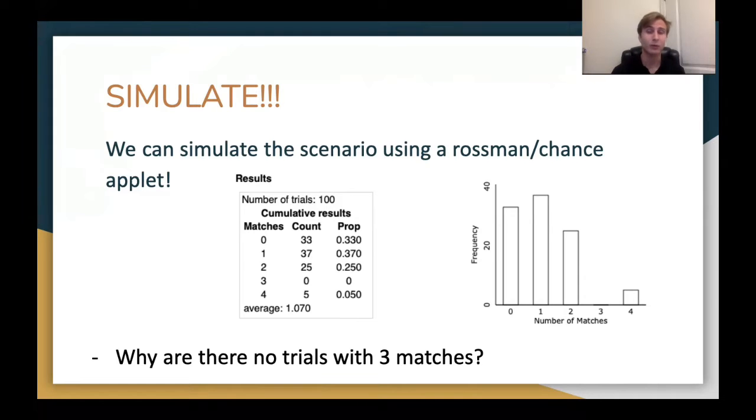One question I want to ask you from this graph is, why are there no trials with 3 matches? That may seem odd because the first thought may be, well, 3 matches is less than 4, so why aren't there more 3 matches than 4? The simple answer is it's impossible to have a trial with 3 matches. So this isn't just a simulation gone awry or an outlier. It is physically impossible to have 3 matches and then 1 unmatched, because if you were to have 3 correct matches, the only possible response for the 4th one would be the correct match. So that's why there are no outcomes with 3 matches.